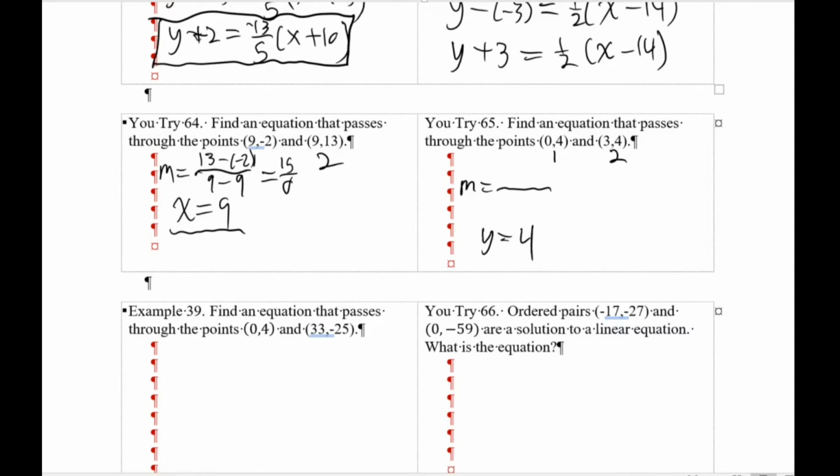But say I didn't notice that. I could try to find the slope. Here I would have 4 minus 4 over 3 minus 0. And I get 0 over 3, which is just 0. And the only line that has a slope of 0 is a horizontal line. And I know that my horizontal line passes through the point 0, 4, as well as 3, 4, so my y-coordinate must be 4.